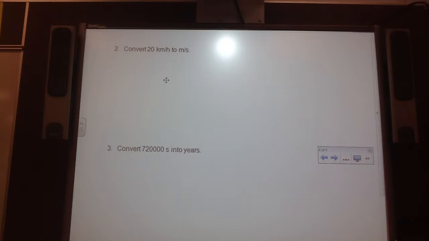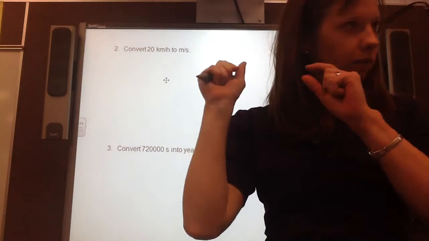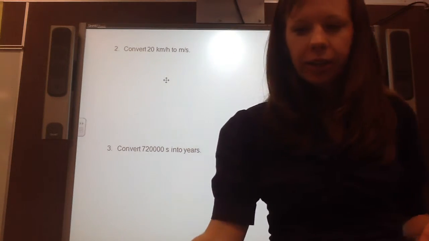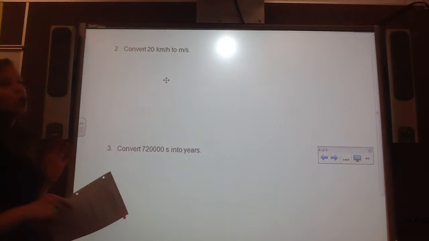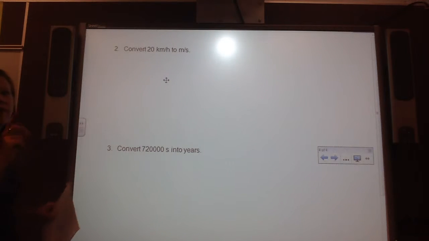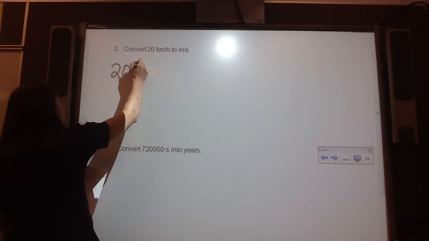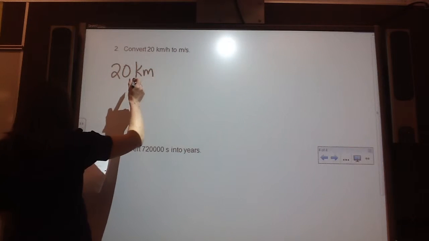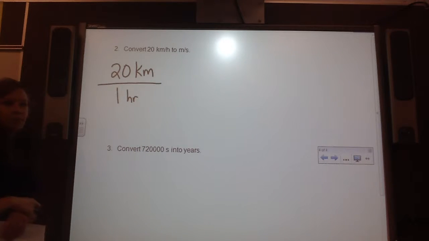Okay, so the whole method of crossing out units will come into good practice right here, right now. Convert 20 kilometers per hour to meters per second. So we have to change both the measurement of kilometers to meters and hours to seconds. So let's go. We have 20 kilometers per 1 hour. Okay? That's what we're dealing with here.